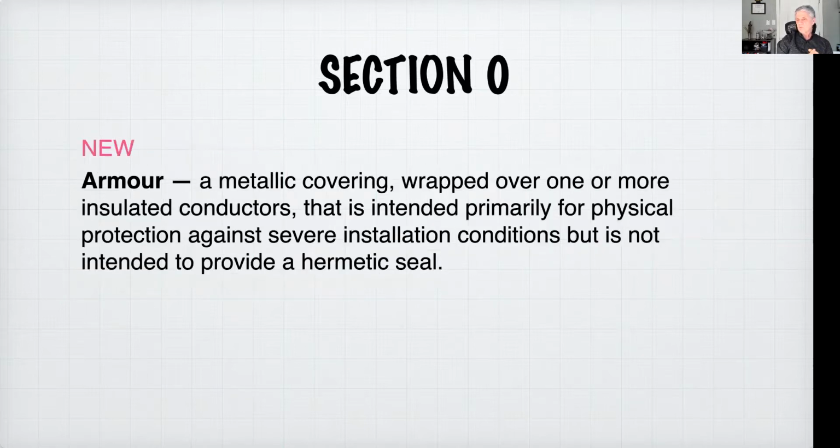Armor, believe it or not, armor was never in the code book. A metallic covering wrapped over one or more insulated conductors that is intended primarily for the physical protection against severe installation conditions, but is not intended to provide a hermetic seal. What is a hermetic seal? We'll bring that up in just a minute. But when you have, for instance, an AC90, an AC90 has a metal armor. That is a protective covering. BX, Teck, ACWU, all of those have a metallic covering.